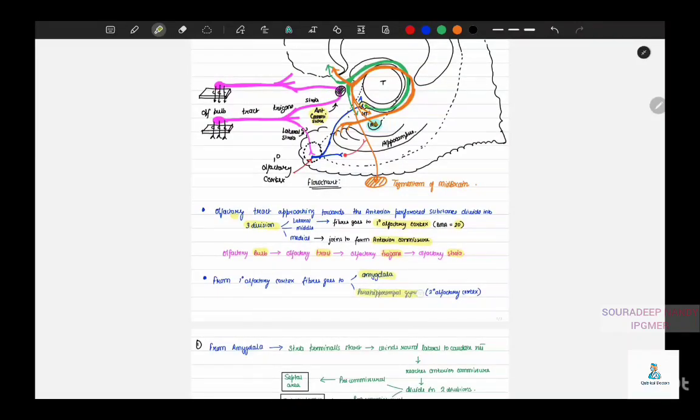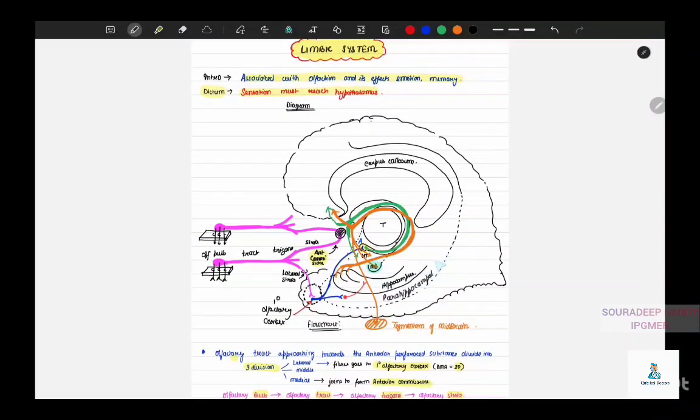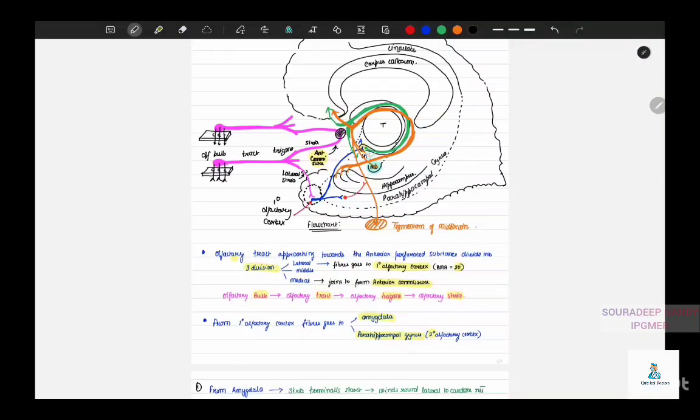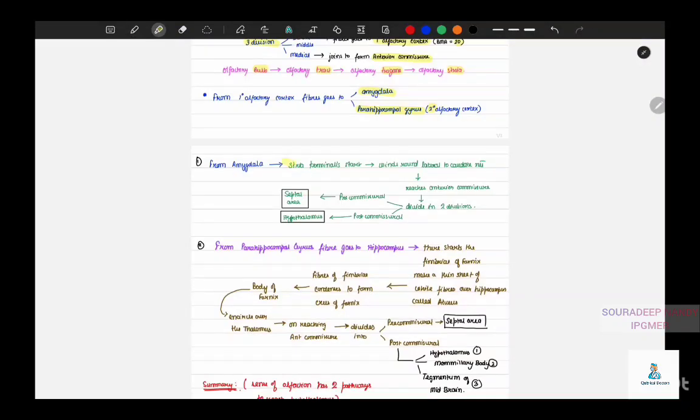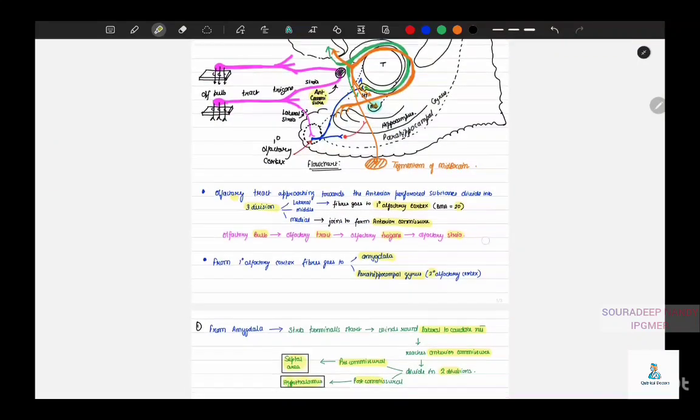So bulb, tract, trigone and stria. From the primary olfactory cortex, fiber goes to the amygdala and parahippocampal gyrus. Now there are two pathways. So from the amygdala, stria terminalis starts. It winds round the caudate nucleus, reaches the anterior commissure, divides into pre and postcommissural divisions. Precommissural goes to the septal area and postcommissural goes to the hypothalamus.